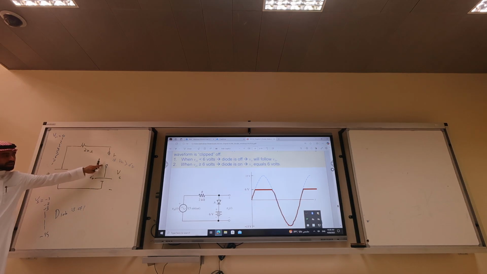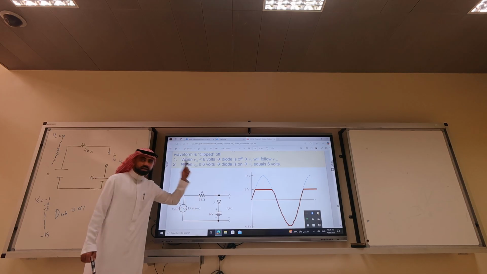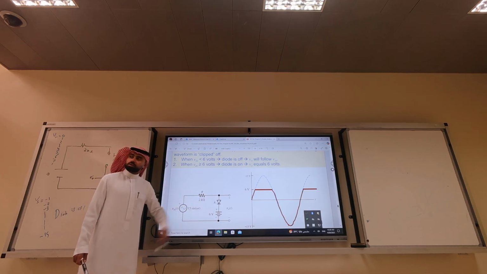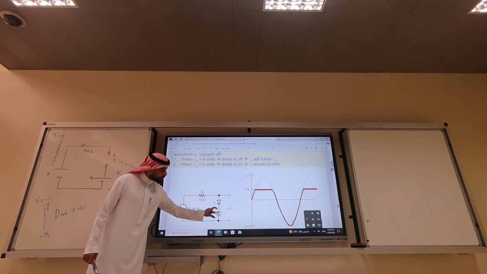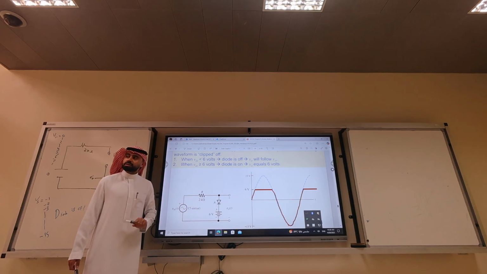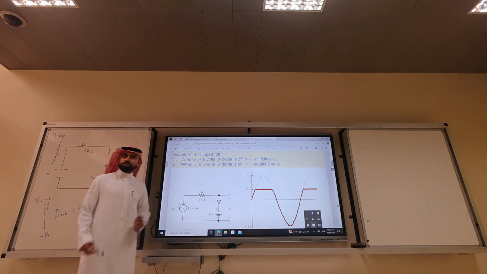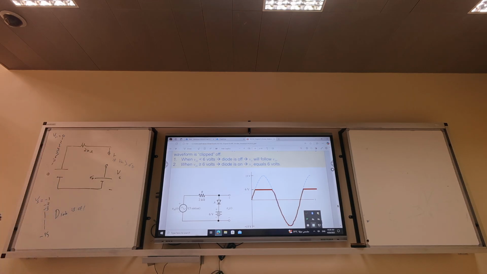Because the cathode is high by 6 volts, the diode will not turn on unless I provide a voltage higher than 6 volts. But when the diode is on, it will be short circuit. So when the diode is short circuit, the output will be just the battery of 6 volts. Any voltage at the anode below 6 volts, the diode will be open circuit. Okay? Get it?